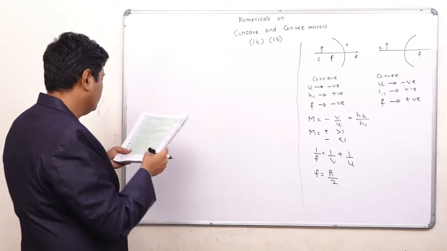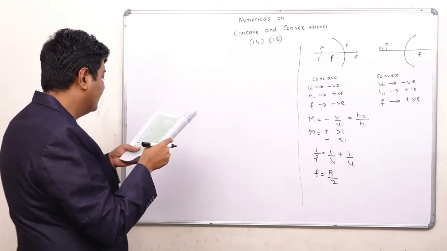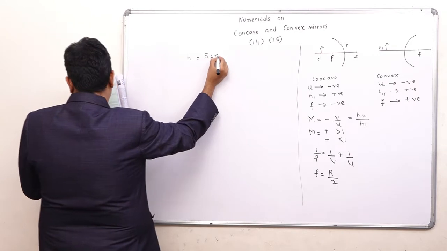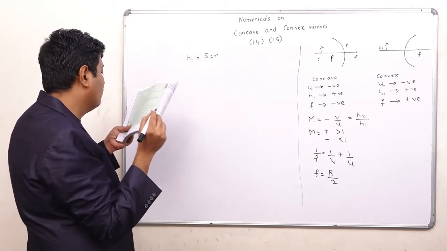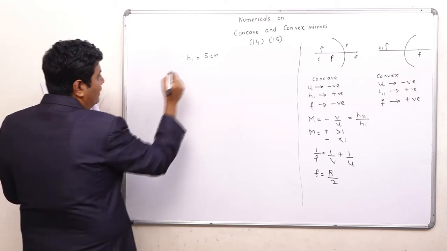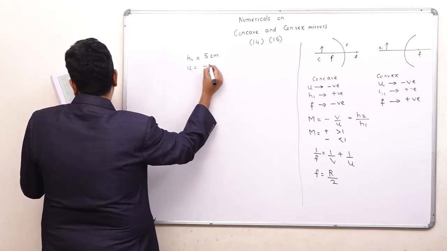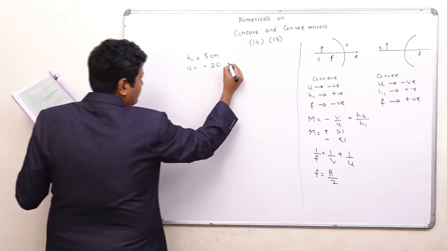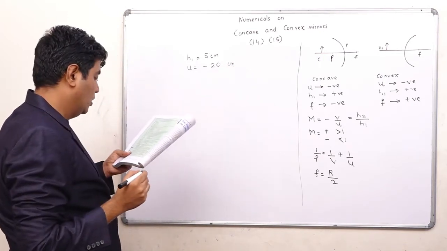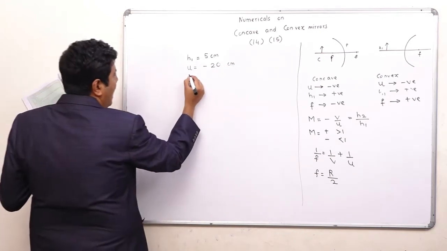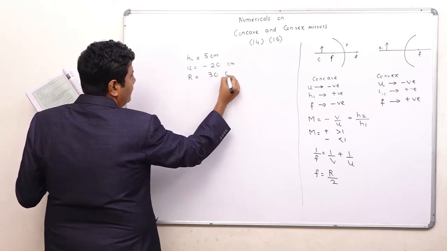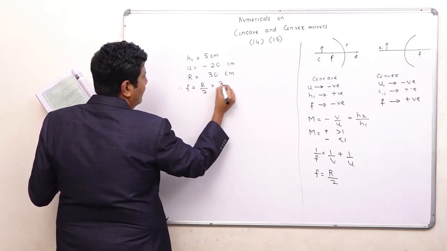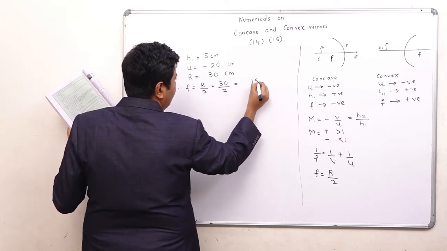Sum number 14. An object 5 centimeter in length, that is H1 is equal to 5 centimeter, is placed at a distance of 20 centimeter in front of a convex mirror. U is equal to minus 20. Whether it is concave or convex, U is always minus. We should know this. Of radius of curvature 30 centimeter, R is equal to 30 centimeter. Therefore, F is equal to R upon 2, which is equal to 30 upon 2. This is equal to 15 centimeter.